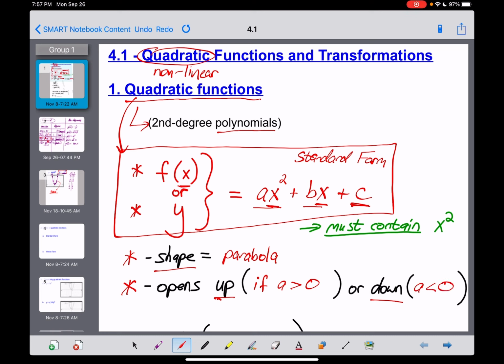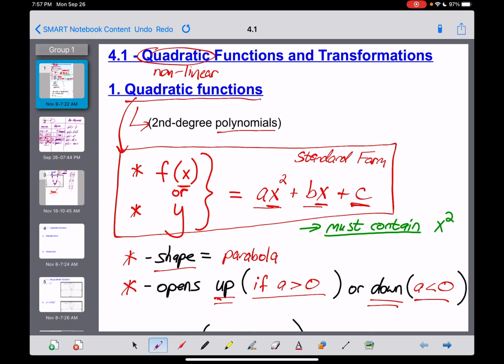So that's an important thing to know, and we'll play around with that a little bit more. Now, the curious among you might have noticed something. It opens up if A is positive. It opens down if A is negative. There's a third possibility. A could be positive or negative. What if A is equal to 0 itself?